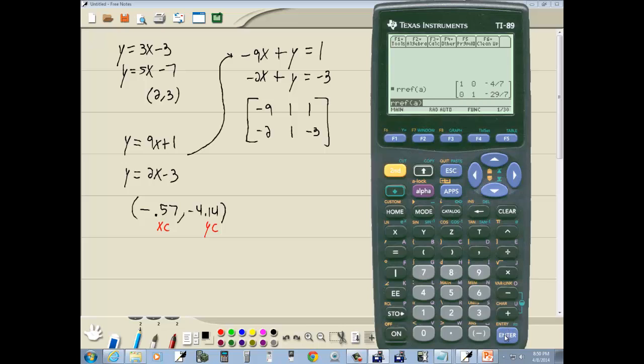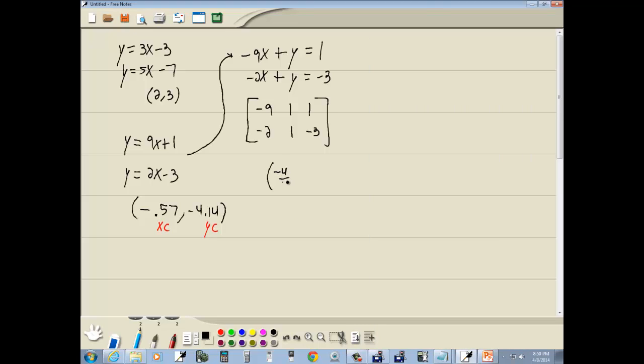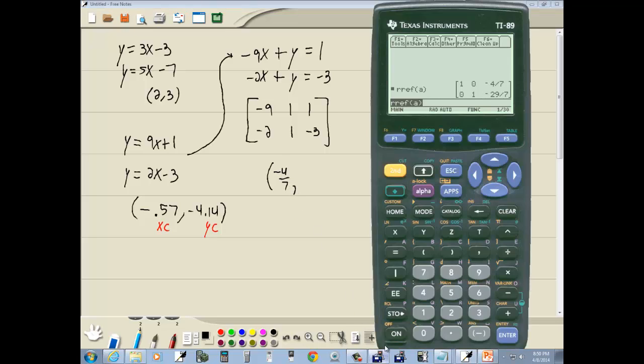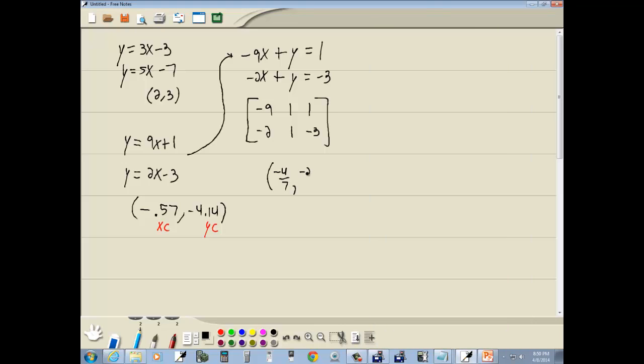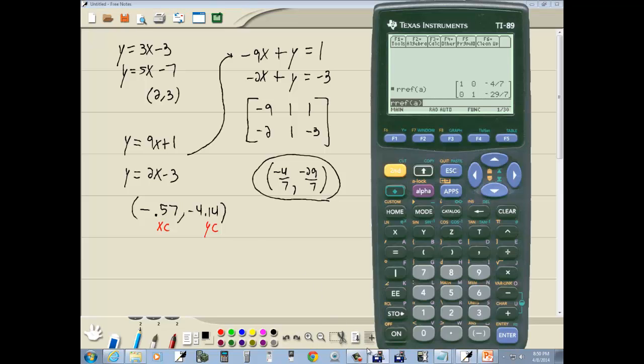Now look what we came up with. Our answer is actually negative 4/7, comma, negative 29/7. You're going to find that if you use RREF, then you'll always get the exact answer. You won't get a decimal approximation like this. Now that's solving systems of equations, two equations, two variables, on a TI-89 by graphing.